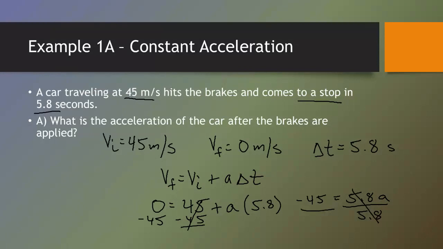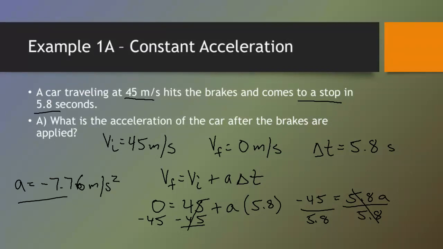If you have trouble with these algebra issues, just let me know. I'll be happy to share some algebra videos with you that can help with solving these types of problems. Negative 45 divided by 5.8 will give us an acceleration of negative 7.7676 meters per second squared. Notice that the acceleration is negative, right? It's slowing down. It's coming to a stop. That's going to be important when you're considering the acceleration in later problems, when you're talking about what the value is, and when we're talking about directions of objects moving.